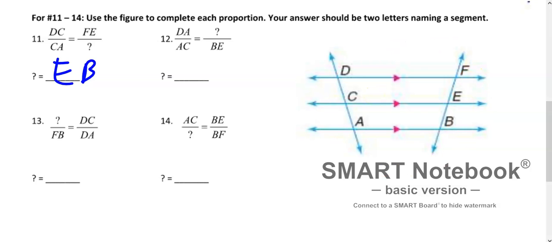Okay, what do we have? We got DA. That's the whole left side. AC, it's the bottom left. BE, it's the bottom right. So what matches up? FB, the entire right side.